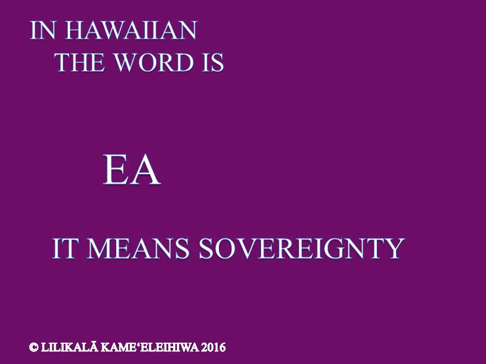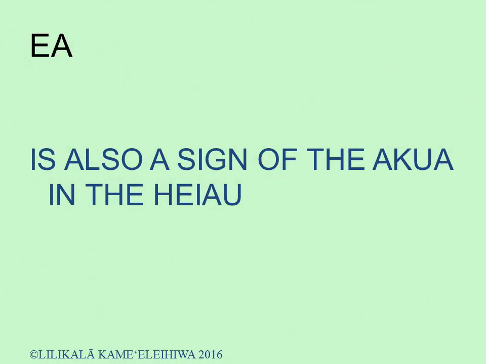In Hawaiian, the word is ea. It means sovereignty. Everyone say ea. This is a word we're going to hear a lot about because the Luakini temple gives ea, or sovereignty. Ea is also a sign of the akua in the heiau.